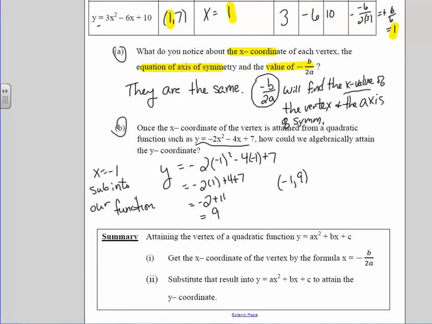So now in summary, attaining the vertex of a quadratic function: you can get the x coordinate of the vertex through this formula here. If you think of your vertex as a set of points, the x value of the vertex can be gotten by negative b over 2a. And then we substitute this answer back into our function to get the y value. And that's what we show up here.